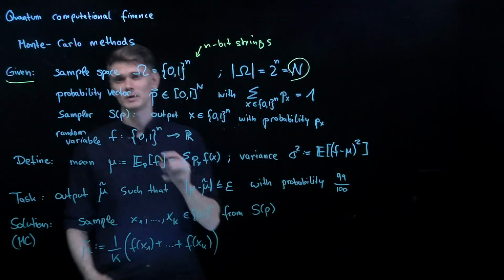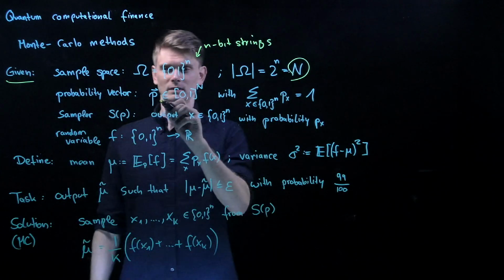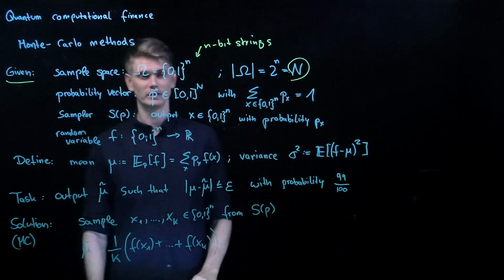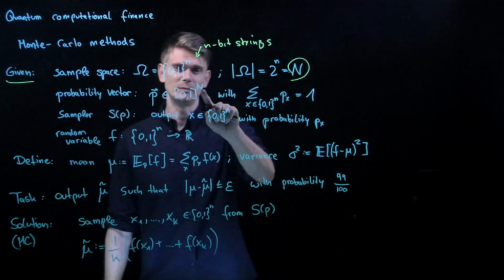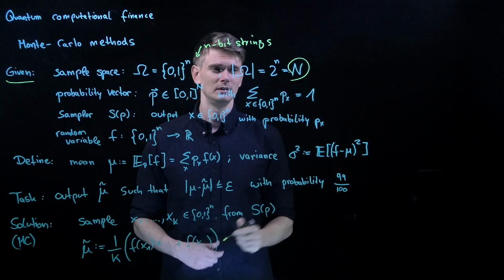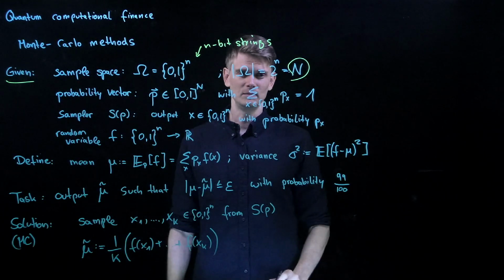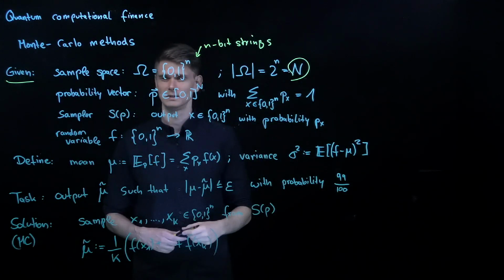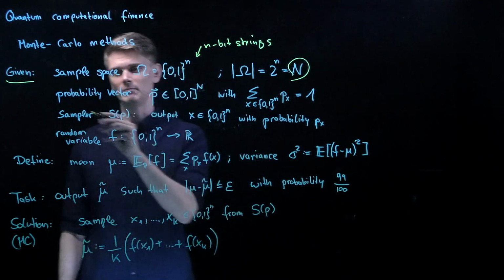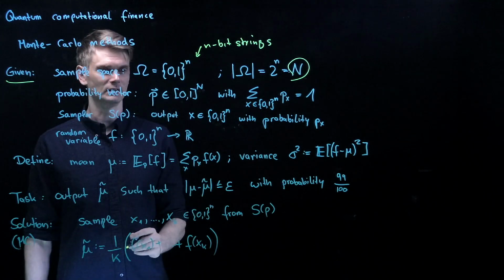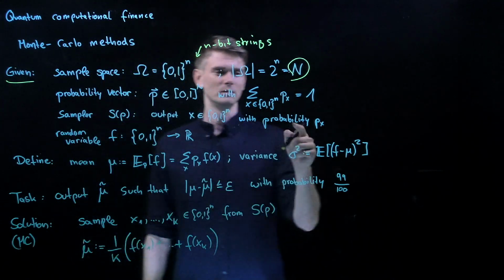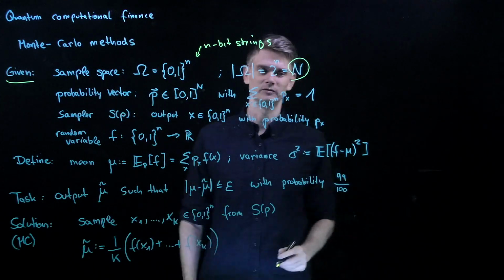I'm also given a probability vector, a vector of entries between 0 and 1 of dimension capital N, where the elements of the vector sum up to 1. So it's a normalized probability vector. In addition, I'm given a sampler for the probability vector. What the sampler can do is output a bit string x with probability p of x.